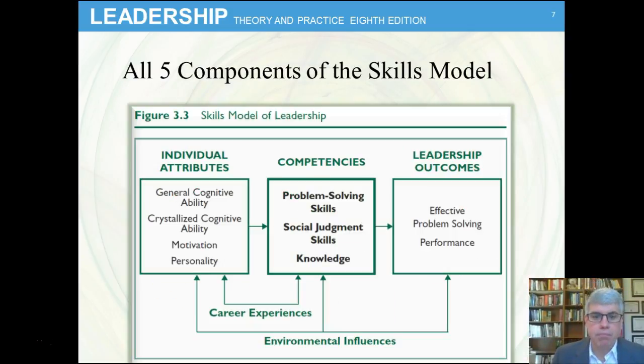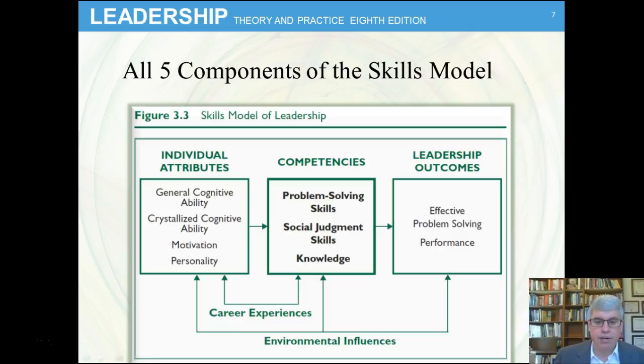Now, let's look at the complete model. So what we've done is we've got the three parts we just looked at: the individual attributes and traits, the competencies and skills, and the leadership outcomes. And we say these are influenced by career experiences and environmental influences.